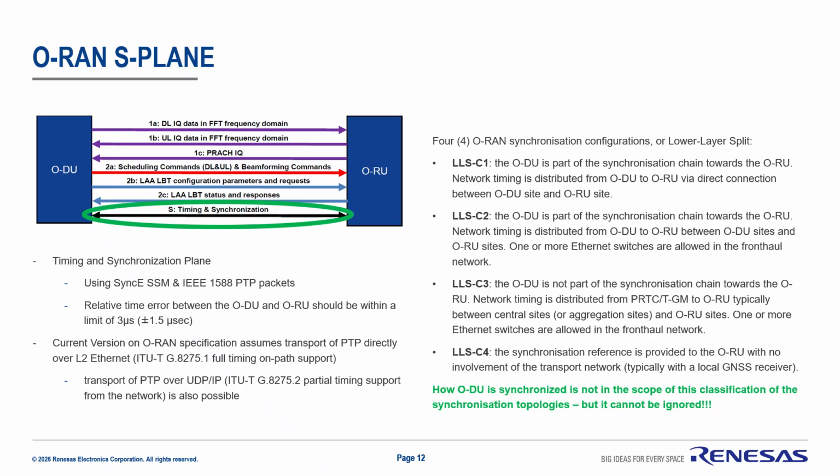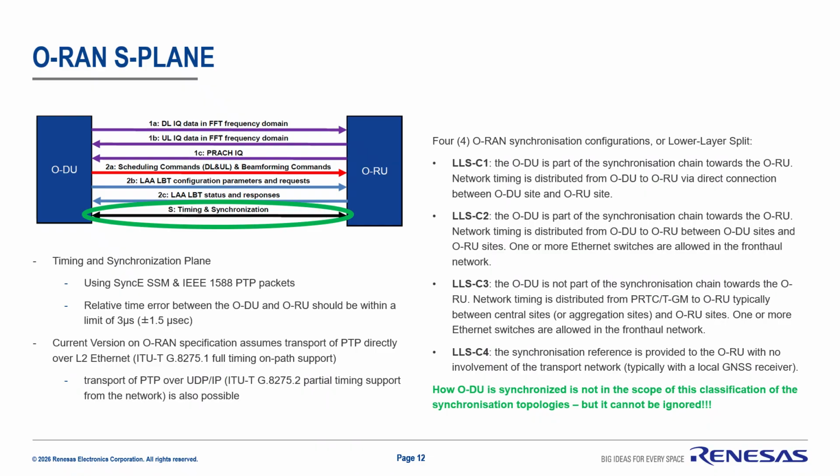The time and synchronization plane for O-RAN, or the fronthaul interface, will use synchronous Ethernet, SSM messaging, and IEEE 1588 PTP packets to distribute timing from the DU to the RU, or from a centralized timing source to the DU and RU. The relative time error between the DU and RU has to be within the 3 microsecond specification. However, which we'll talk about later, in addition to that, a lot of the O-RU clusters will have the 130 nanoseconds relationship back to their DU, which becomes important when we start looking at some of the timing requirements for each of these components.